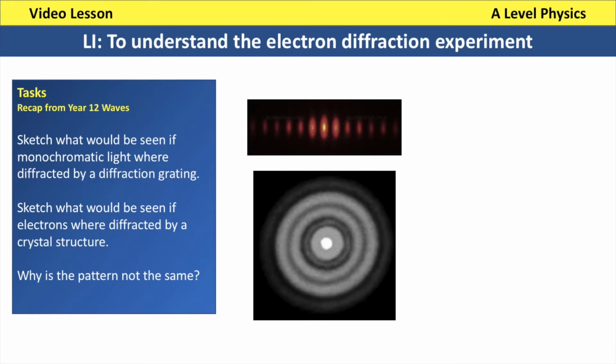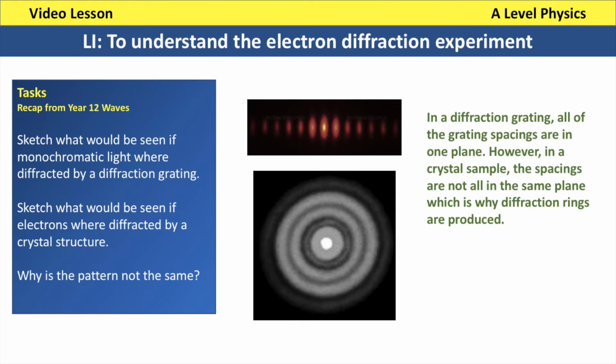Now, why is it that one of them produces almost a one-dimensional pattern, and the other one is producing a two-dimensional circle? Well, the reason for that is all to do with what is causing the diffraction to take place. In a diffraction grating, all of the grating spacings are in one plane, i.e. they're either all vertical or all horizontal, etc. However, in a crystal sample, the spacings are not all in the same plane, which is why we get diffraction rings produced.